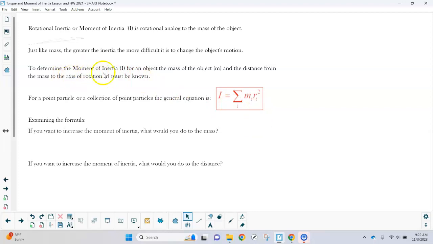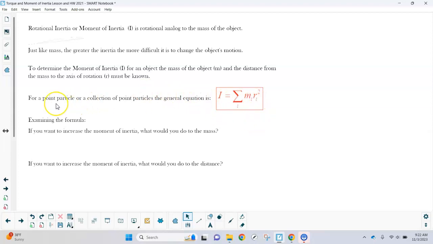So to determine the moment of inertia for an object, the mass of the object and the distance from the mass to the axis of rotation must be known. So again, r is that distance from the point of rotation to something. So in the last equation for torque, it was from the point of rotation to the force. In this equation, it's from the point of rotation, or where those things are rotating around, to where the masses are.